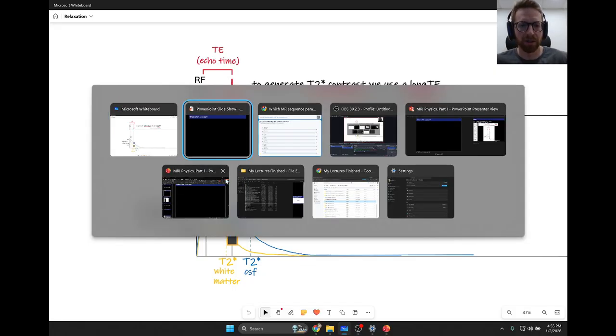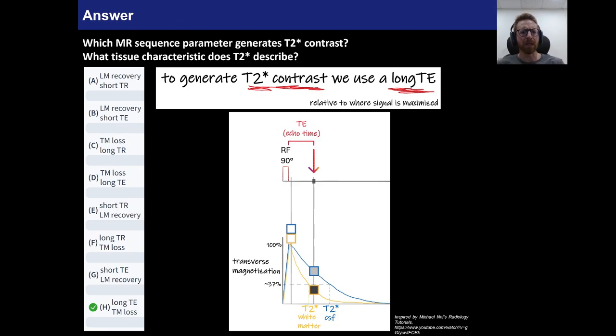Okay, so let's go to the question. Which MR sequence parameter generates T2 star contrast? Answer choices A, B, C, and D are all wrong because longitudinal magnetization recovery and transverse magnetization loss are not MR sequence parameters. We can't control this. These are properties of tissues, how quickly they recover their longitudinal magnetization after we turn off the RF coil, or how quickly they lose their transverse magnetization. That's a tissue property. So answer choices A through D are all wrong.